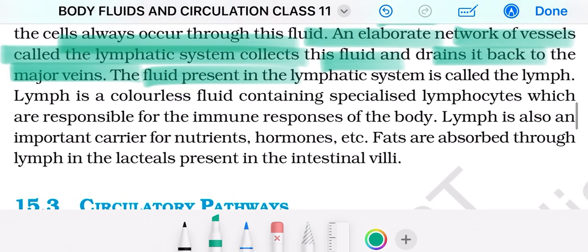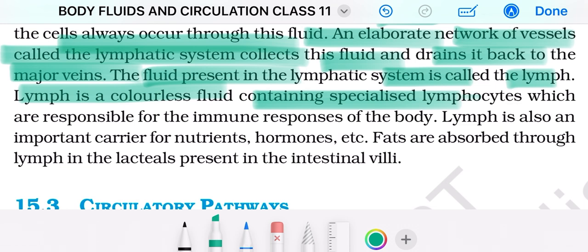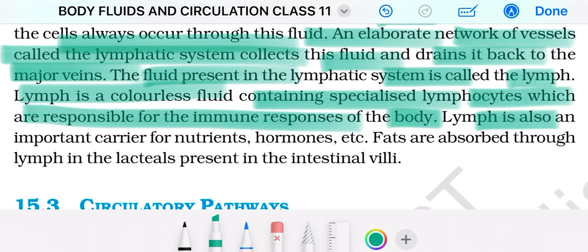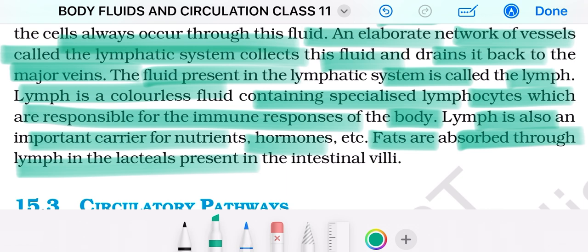The fluid present in the lymphatic system is called lymph, and lymph is a colorless fluid containing specialized lymphocytes which are responsible for immune responses of the body. Lymph is also an important carrier for nutrients, hormones, etc. Fats are absorbed through lymph in lacteals present in the intestinal villi.